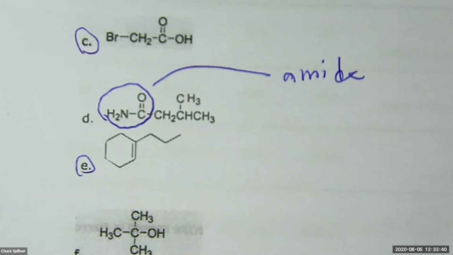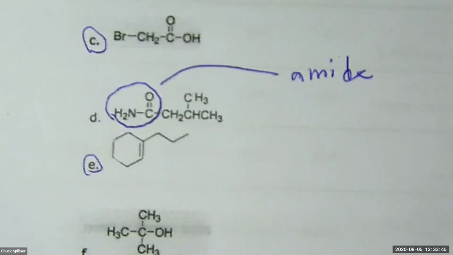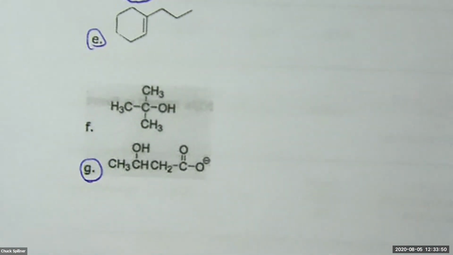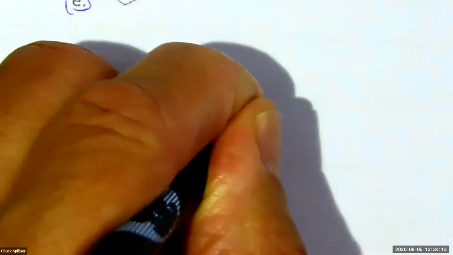Let's go to F. So we'll do F down here. What is F? F is a molecule that has a C and OH connected to a saturated carbon. So the OH is connected to a carbon that only has single bonds. So this part is an alcohol.